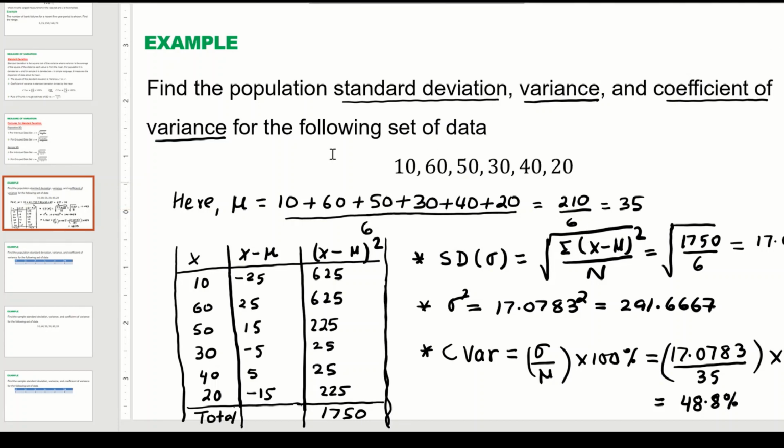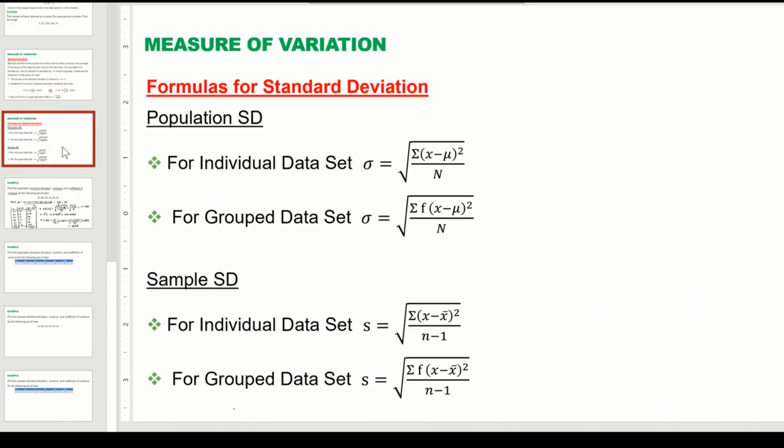So this example is for population, and the data given here is the individual series. So we use the first formula. That is population standard deviation for individual data.